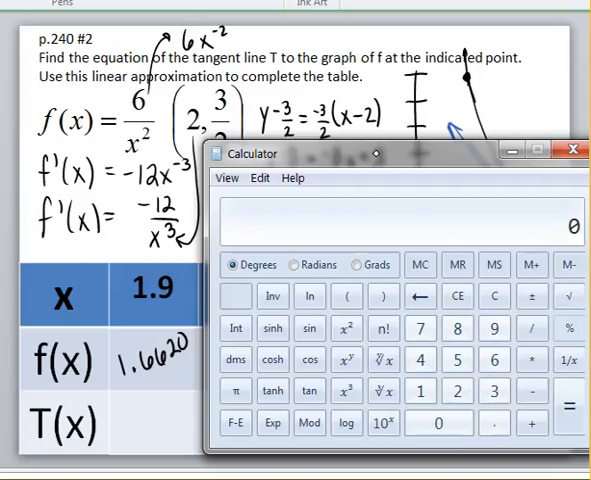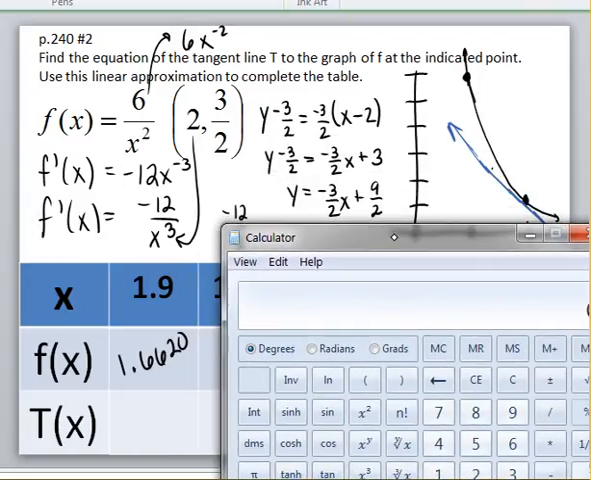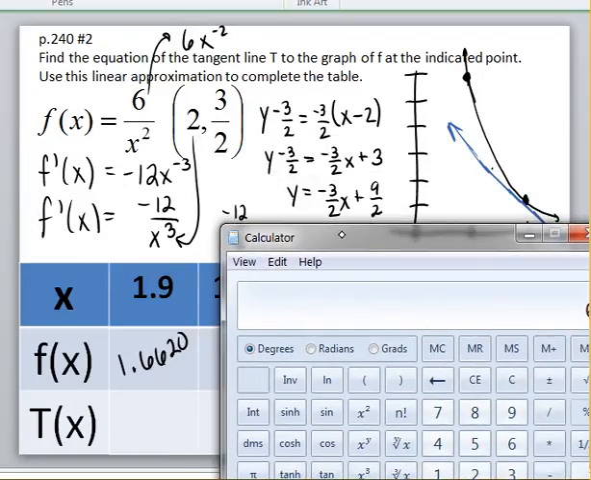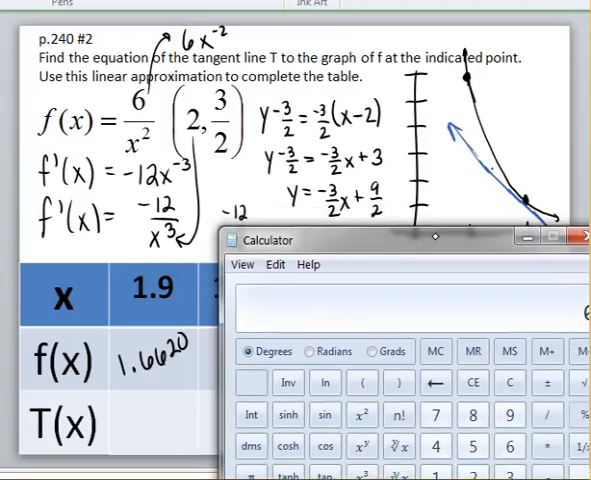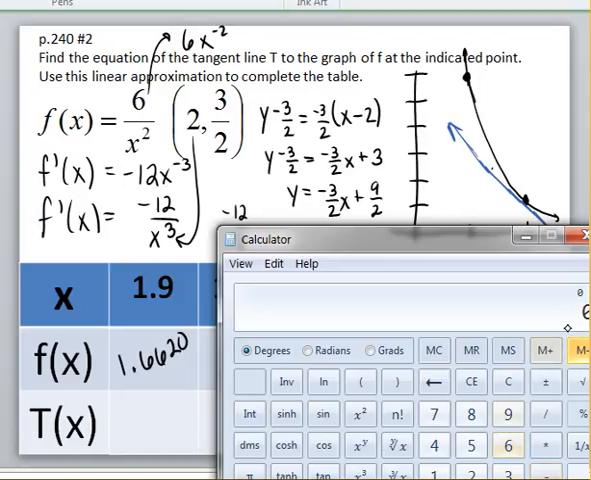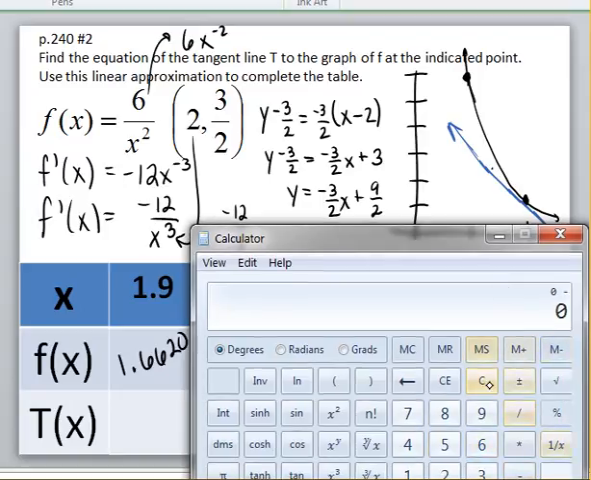Now I'm going to use the tangent line to the curve. The tangent line to the curve is right here. And I'm going to go ahead and plug in 1.9 for x. So I have negative 1.5 times 1.9 equals, and then I'm going to add 4.5 to it for a total of 1.65.